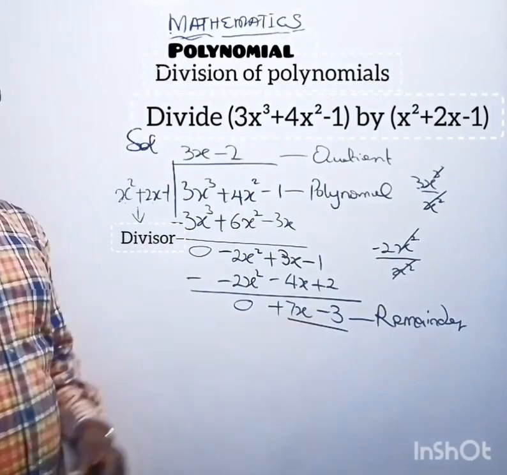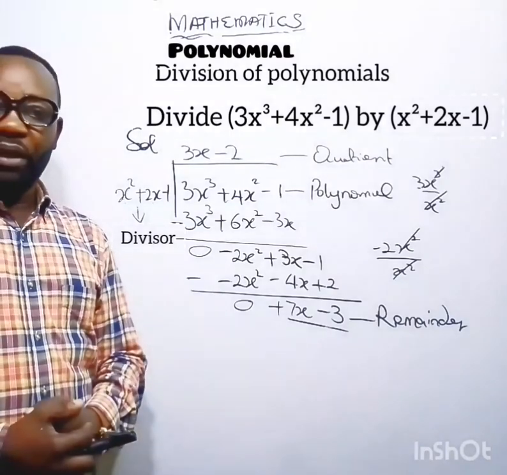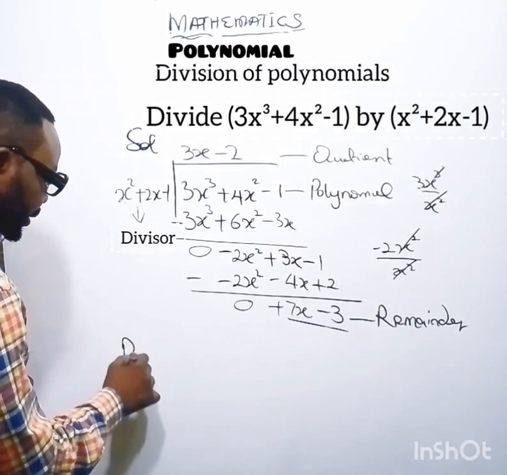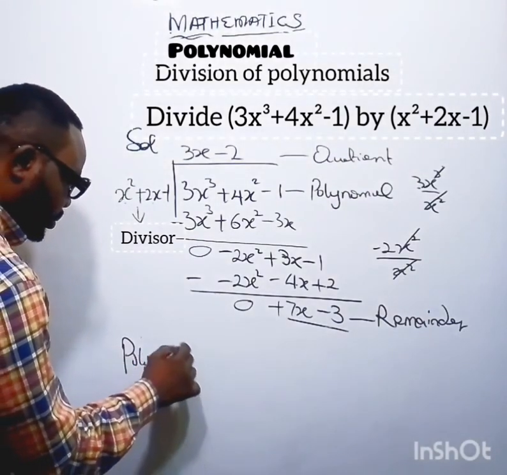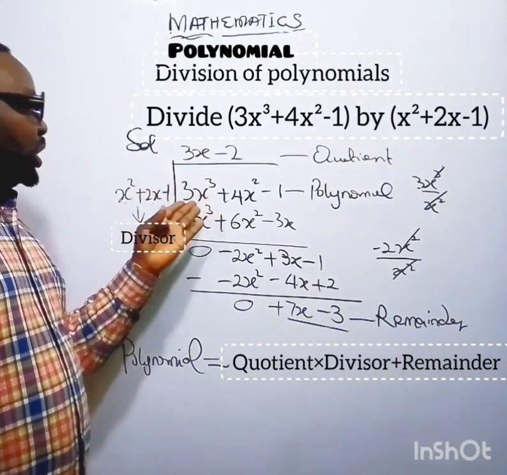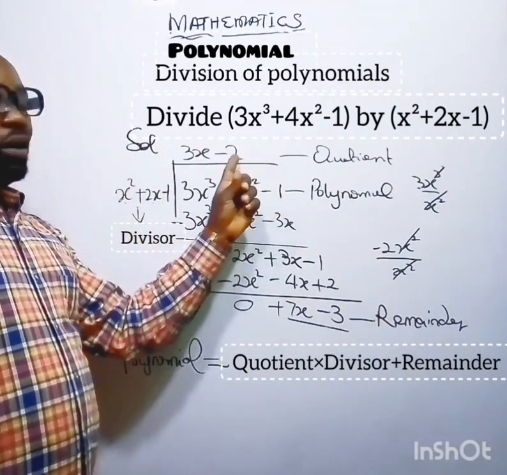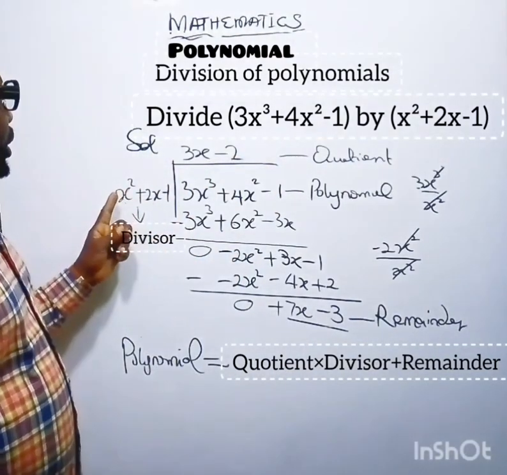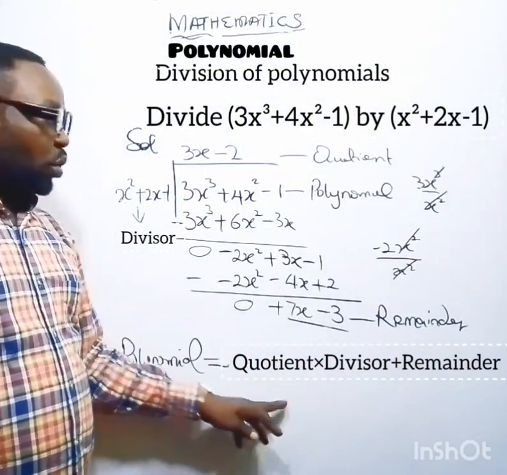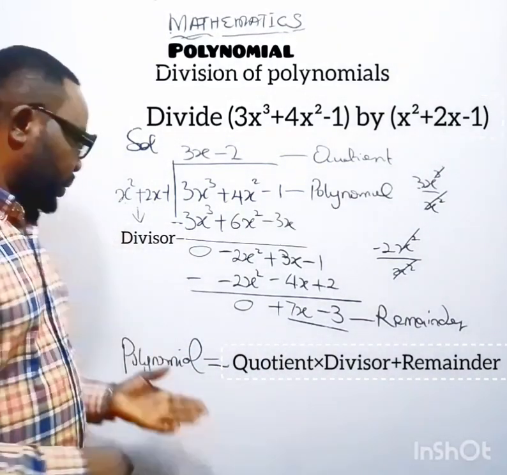We call it remainder. So in this case, you've been able to get the value of the remainder. In that case, I can come to the conclusion and say the polynomial is going to be equal to quotient multiplied by divisor plus remainder, as we have it here. Quotient multiplied by divisor plus remainder. That is the value of a polynomial.